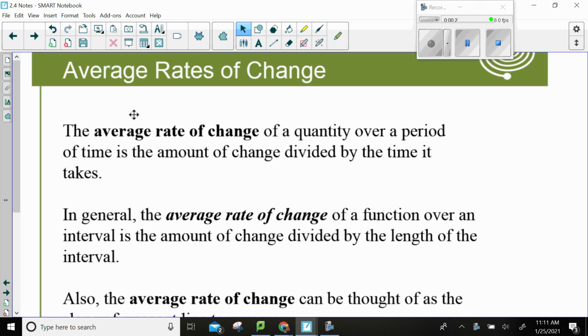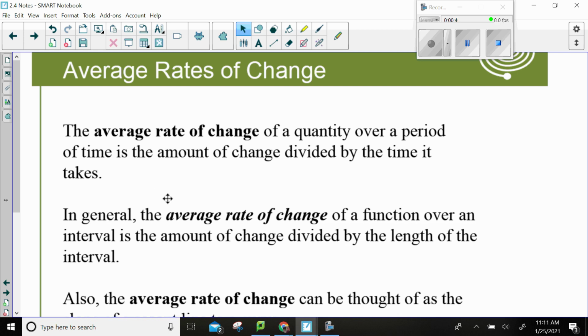So your average rate of change of a quantity over a period of time is the amount of change divided by the time it takes. So if you're driving from here to Milwaukee, figure out how many miles you went divided by how long it takes, and that's how you get your average miles per hour.